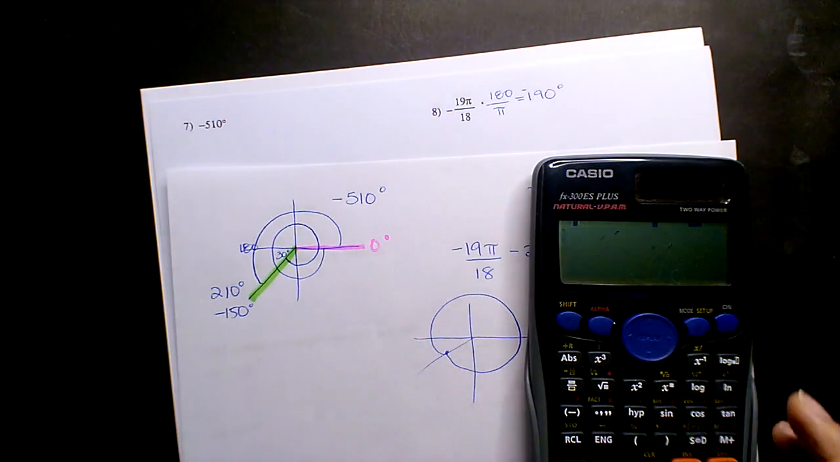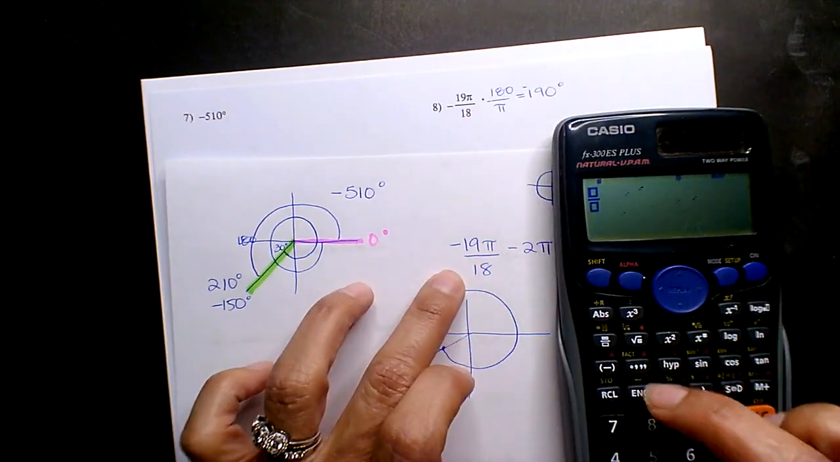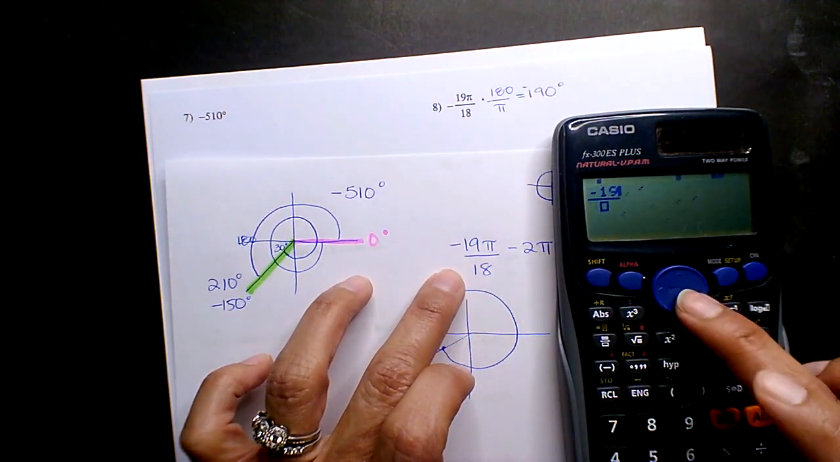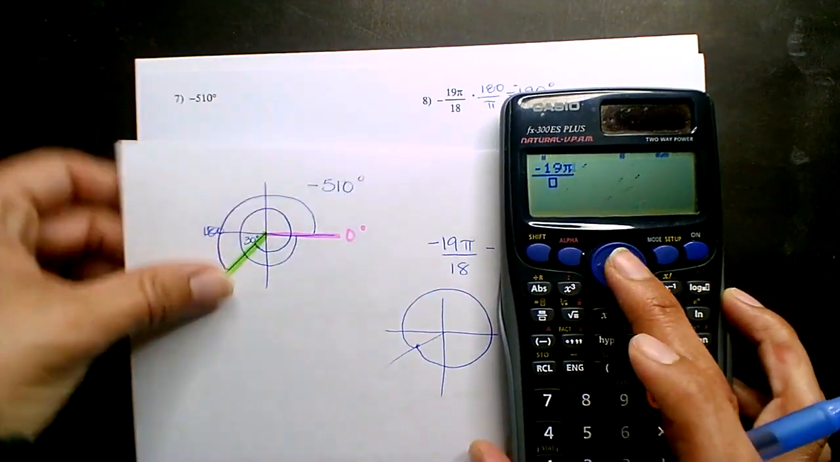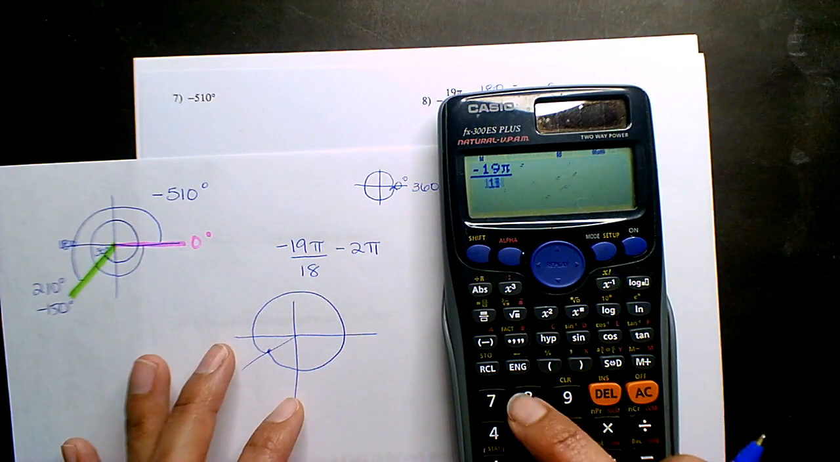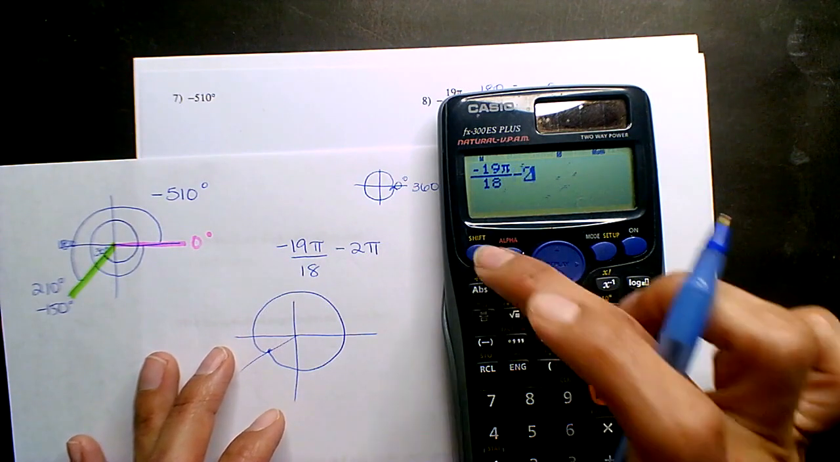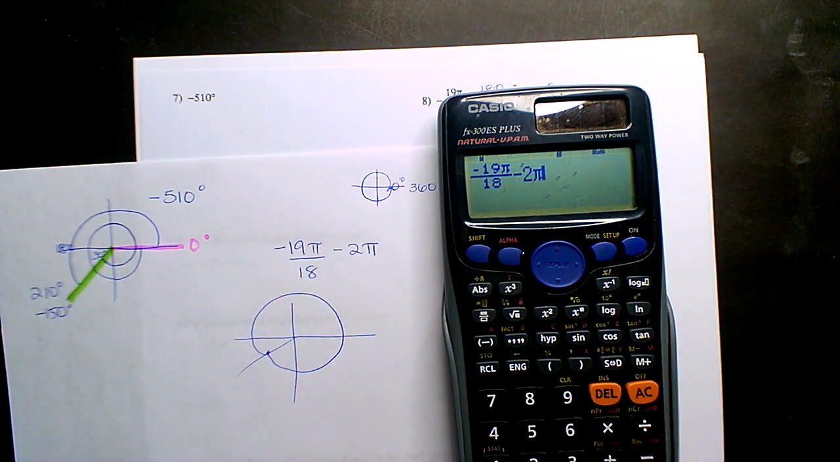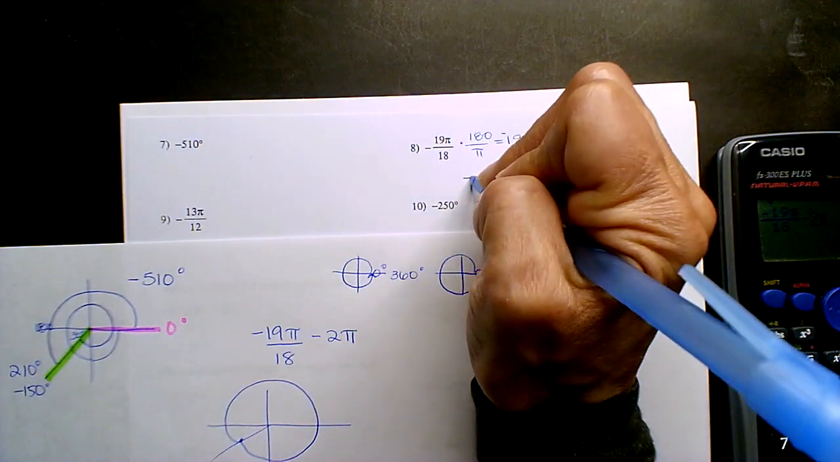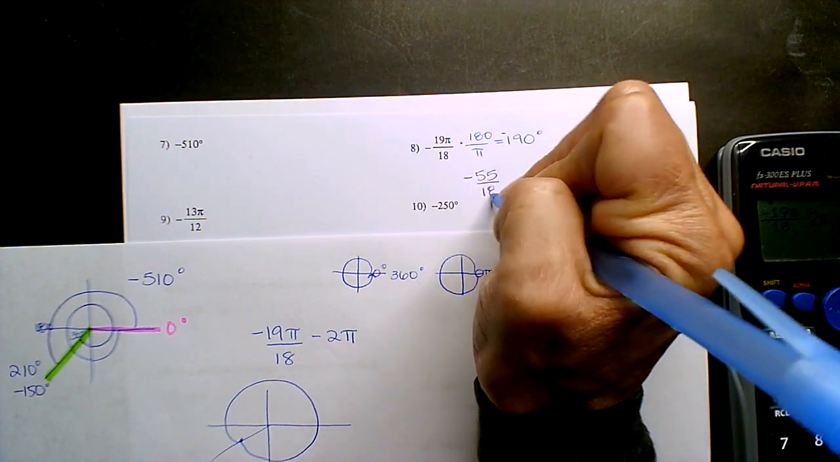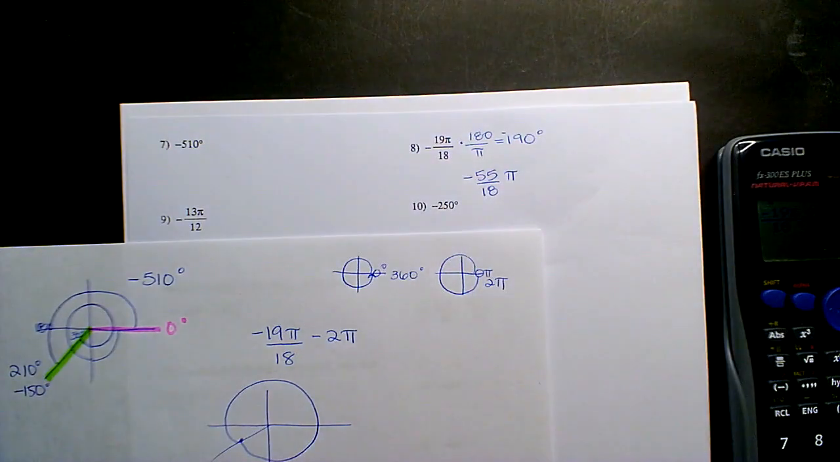And so then just grab your calculator. I shouldn't have taken it out, but whatever. Can you guys see? Oh, right here. And so then minus 2 pi, and that's doing a whole other spin, right? Because 360 is a spin. 2 pi is the radian equivalent. And so one of my coterminals is negative 55 pi over 18.